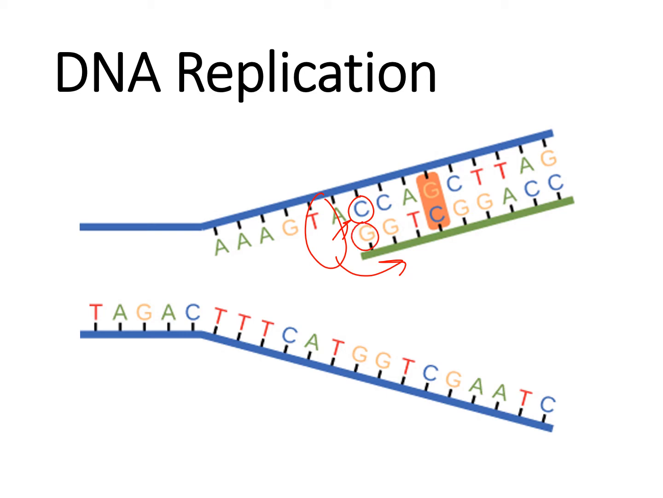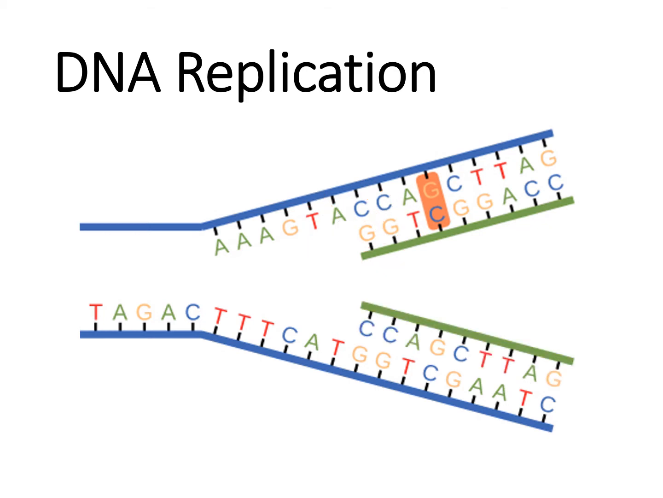So cytosine, guanine, and everywhere there is an adenine, you will have a thymine added. The same thing will happen on the other side. So an enzyme will come in and perform complementary base pairing, matching cytosines to guanines, adenines to thymines.